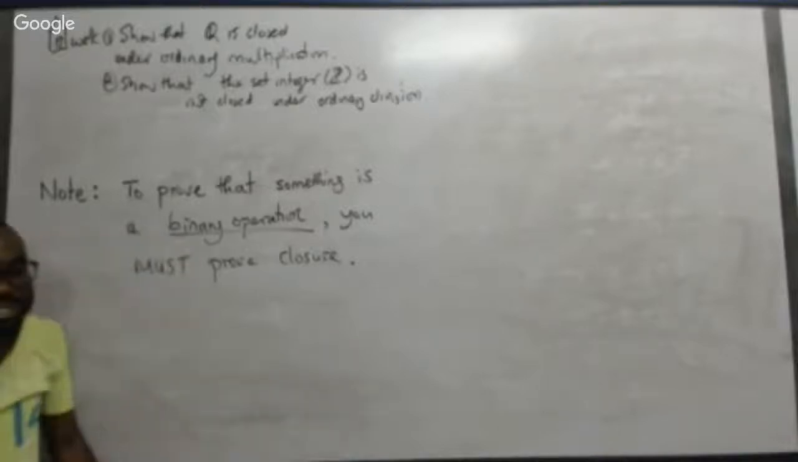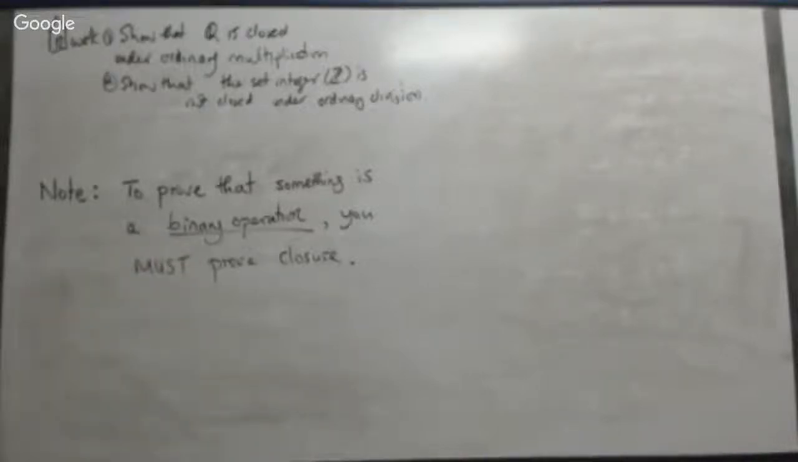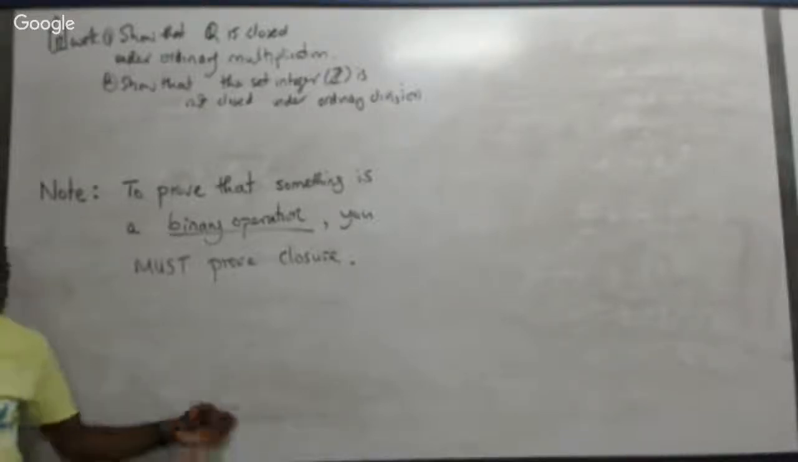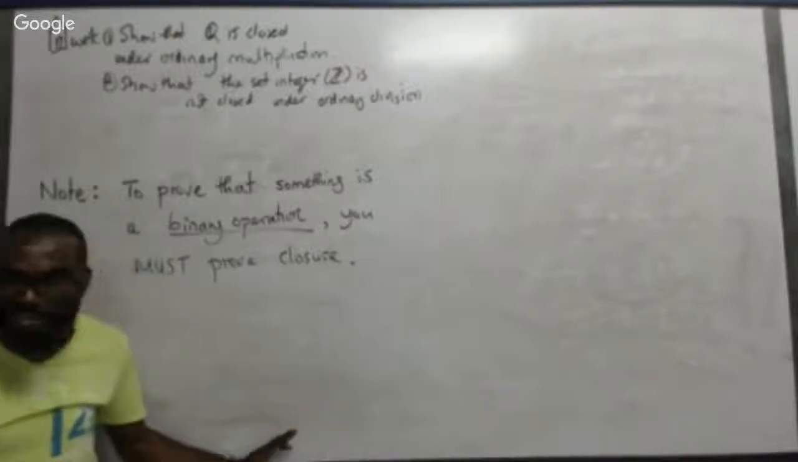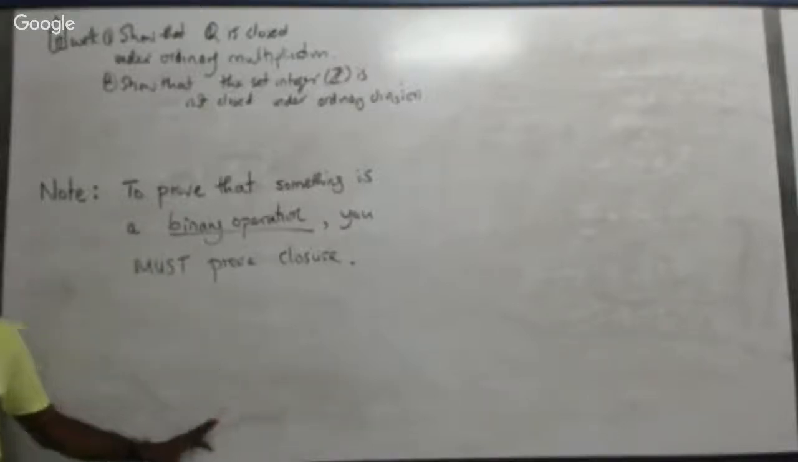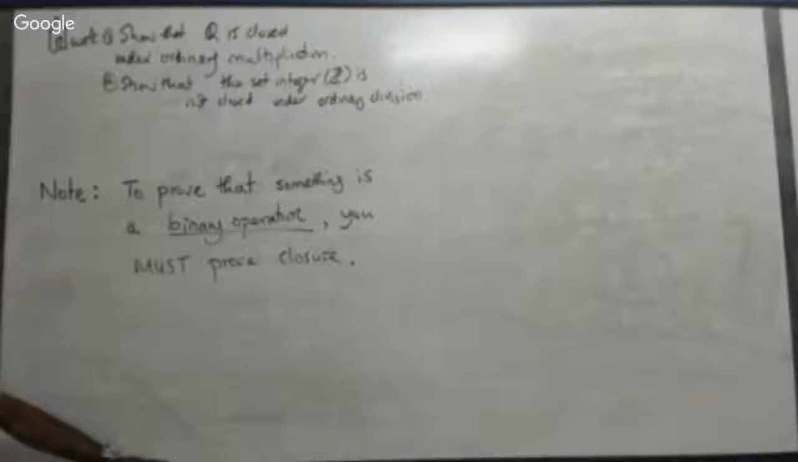S times S gives you S. If they ask me to write what it means to be closed, I say A is in S and B is in S implies that A asterisk B is also in S. I'm saying the same thing in two different ways, but they are named two different things. Fair enough?